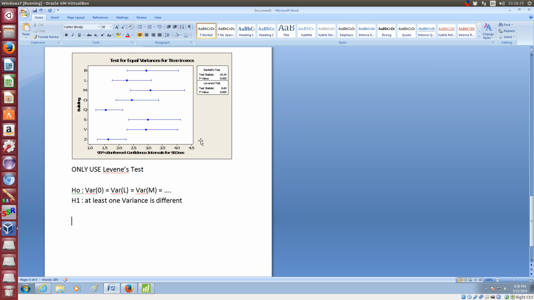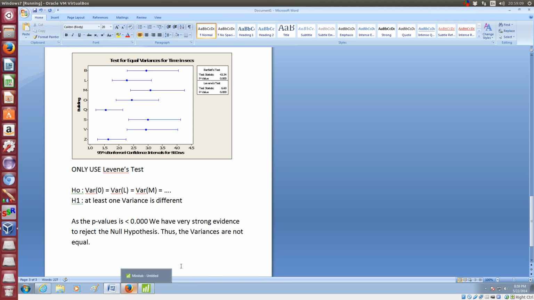So all you need to do to determine which of the two hypotheses you're going to accept is just take the p-value. In this situation, the p-value is less than 0.000. We have very strong evidence to reject the null hypothesis. Thus, the variances are not equal.